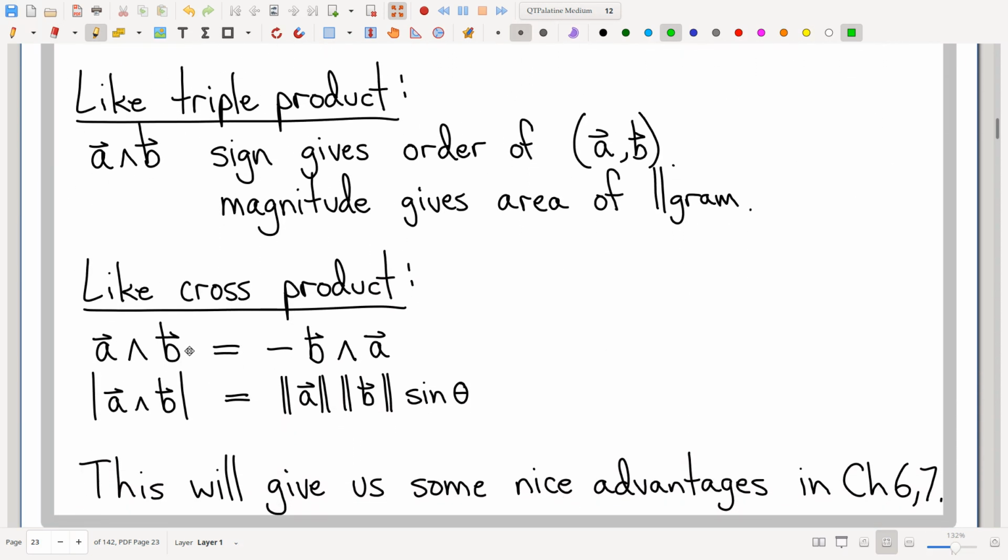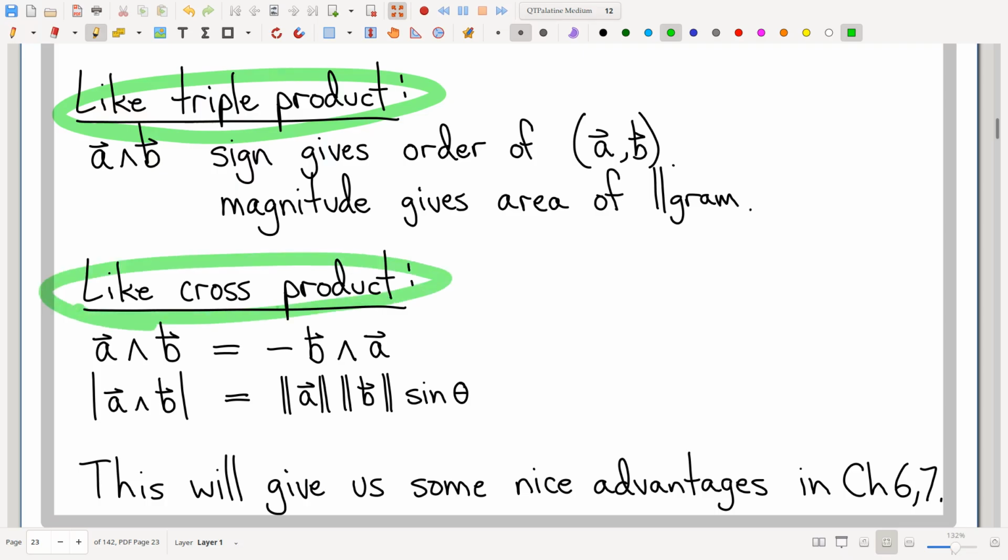So why should we be interested in this? Well, roughly speaking, it's a lot like triple product, but just in two dimensions. Remember, the triple product is peculiar to three dimensions, right? And then likewise, the wedge product is peculiar to two dimensions. And it's also kind of like the cross product in certain ways.